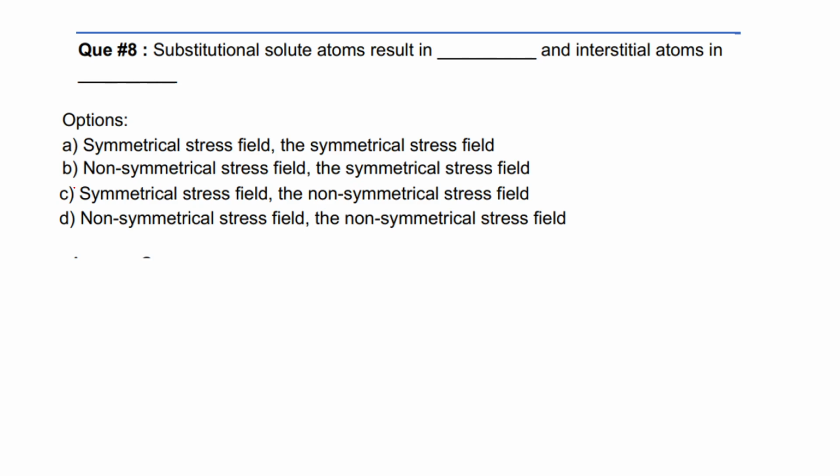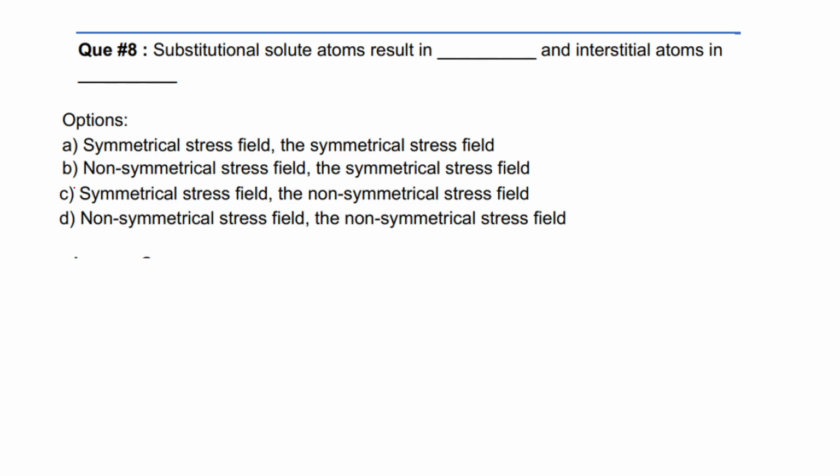Now, what about this? A substitutional solute atom results in a dash distortion and an interstitial atom is dash. So which one will be symmetrical and which one will be non-symmetrical, substitutional or interstitial? Symmetrical, symmetrical. Hmm.